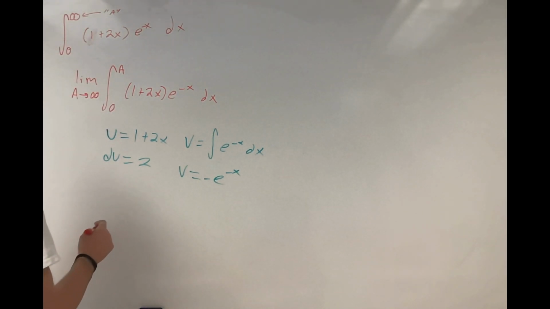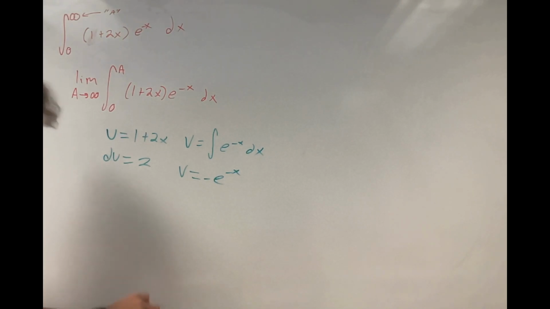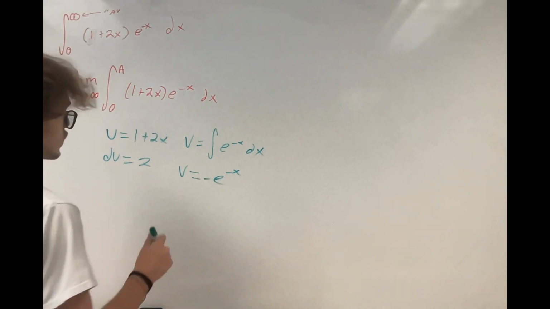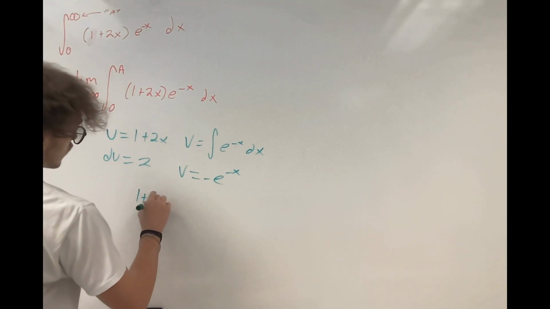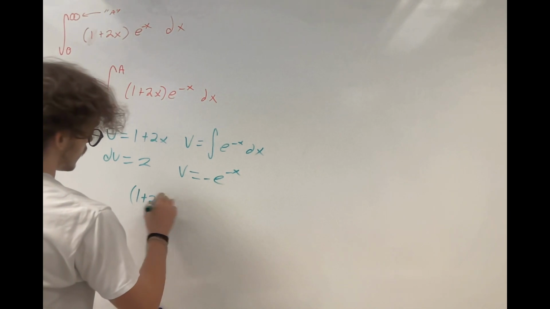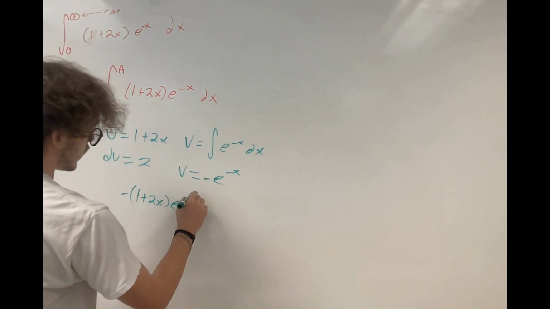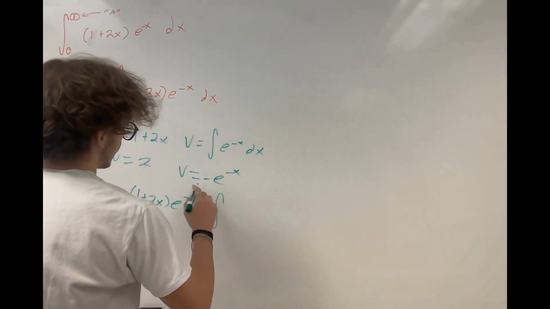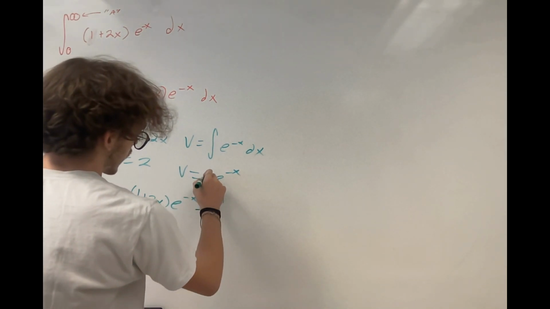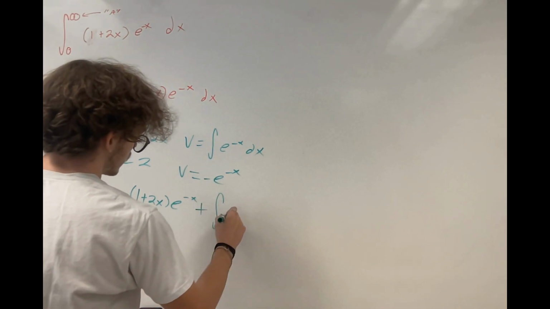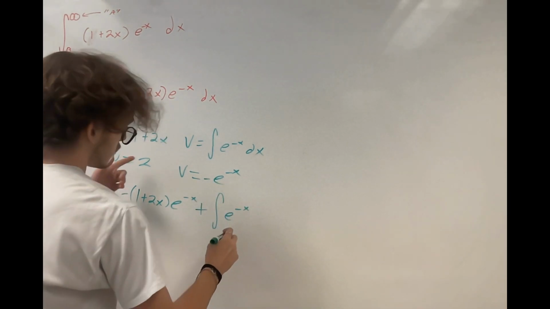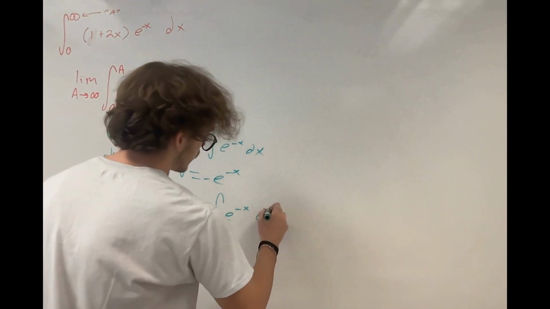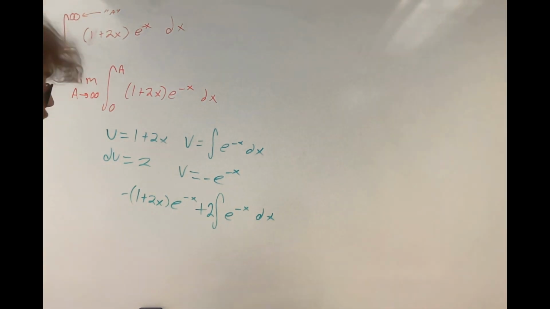Now we're going to do the integration by parts formula. So it's u times v, negative e to the negative x, subtracted by the integral of v. So I'm going to bring out the negative to make it positive e to the negative x times du. So this is, we'll bring the 2 out front, dx. Hopefully you know how to do simple integration techniques, pulling things out in front.